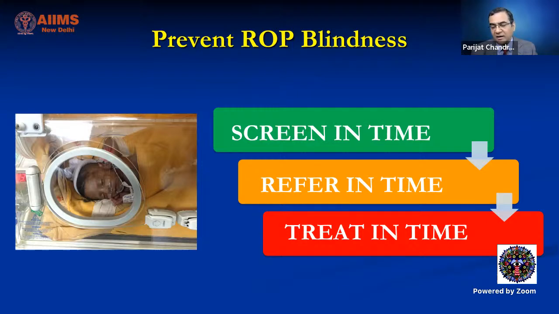It's a disease where there are national and international guidelines for ROP. It's a disease where a large number of centers are available for screening, and a large number of centers are available for laser, injection and surgery. So if we can do all this, it will go a long way to prevent ROP blindness. Thank you so much.